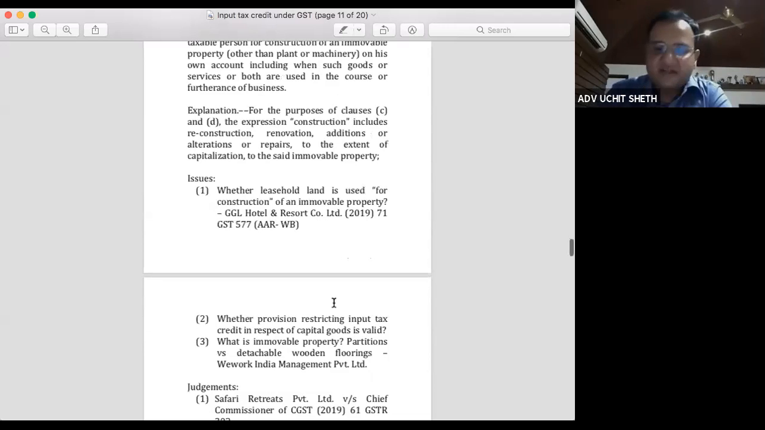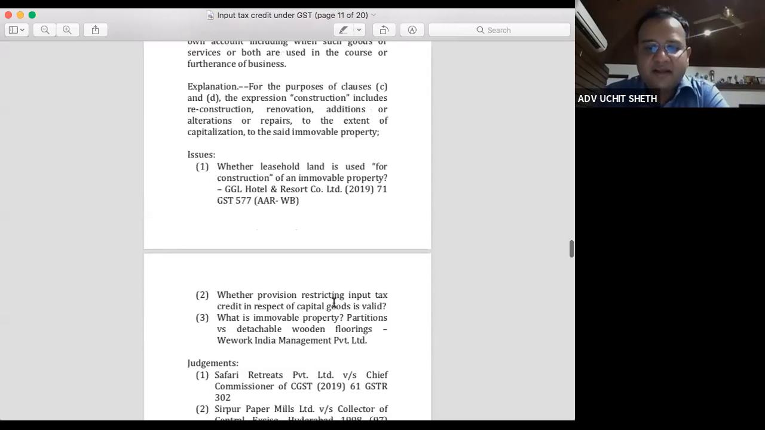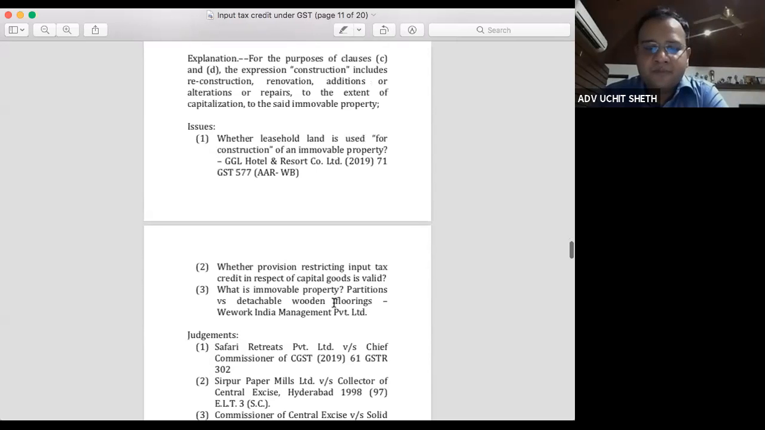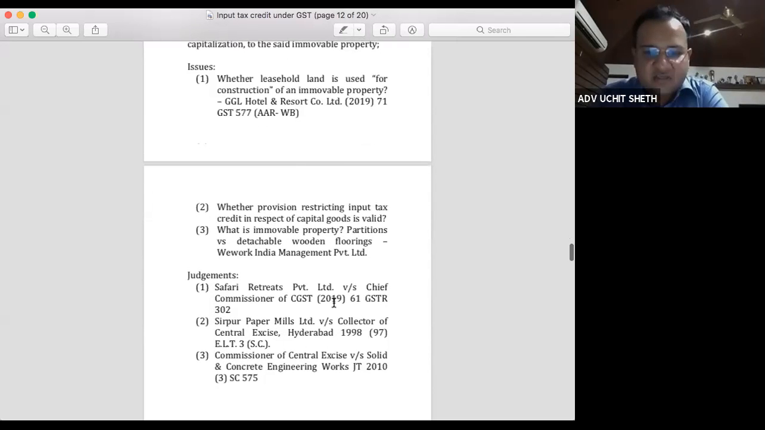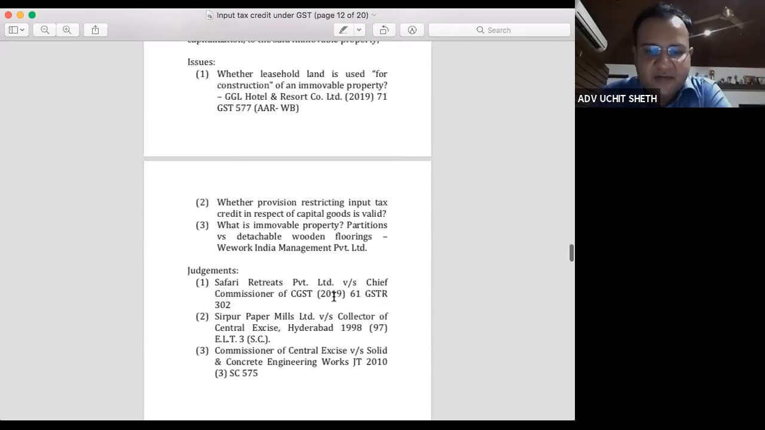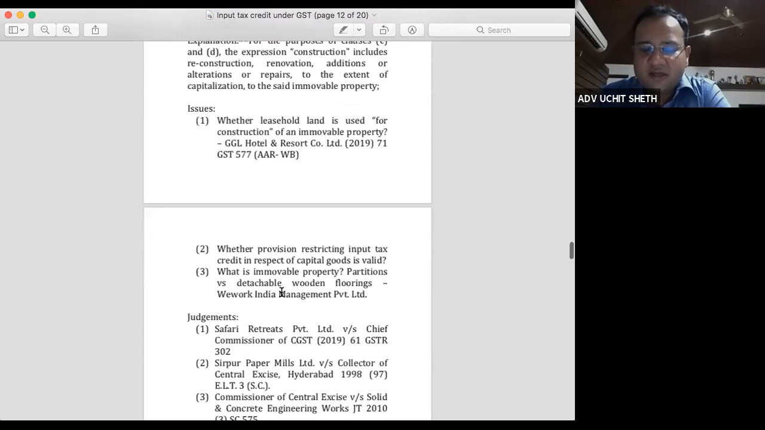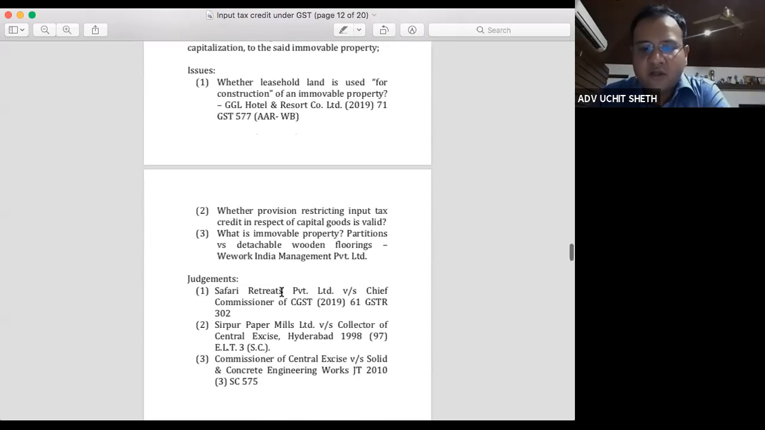Second issue is whether such a provision restricting input tax credit in respect of capital goods is valid or not. Now here this issue is in the context of a judgment of the Orissa High Court in the case of Safari Retreats Private Limited, the first citation which I have given. That was in the context of a commercial mall, where the Orissa High Court takes a view that ultimately if on the renting of the mall you are paying output tax liability, then you should be given the benefit of input tax credit also, and therefore these provisions of clauses C and D were read down by the Orissa High Court.